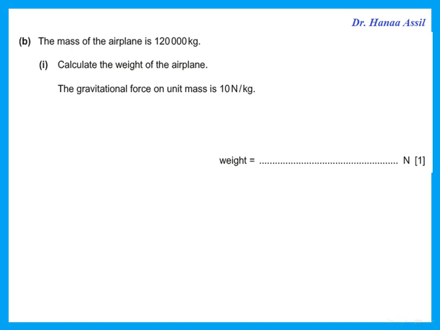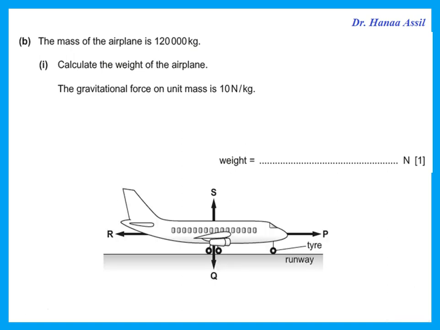The mass of the airplane is 120,000 kilograms. Calculate the weight of the airplane. And we should know the gravitational force is 10. Oh, he gives me that the gravitational force is 10. Okay, so the mass he gives me, and he wants the weight. How do we get the weight? You should know that weight is mass times gravitational force. He gives me the mass and he gives me the gravitational force. So this is the weight in newtons.